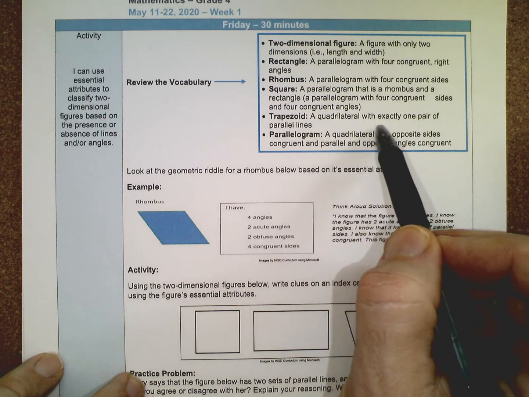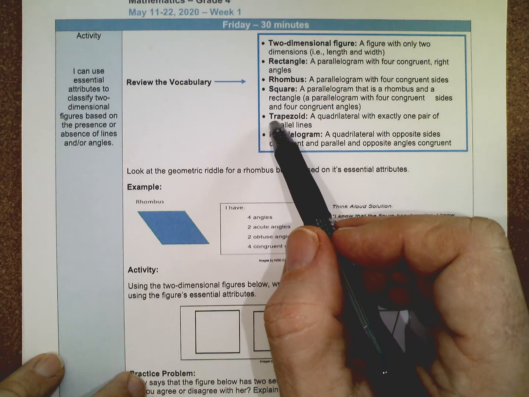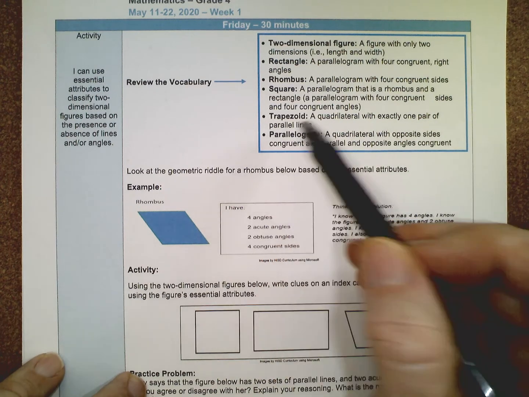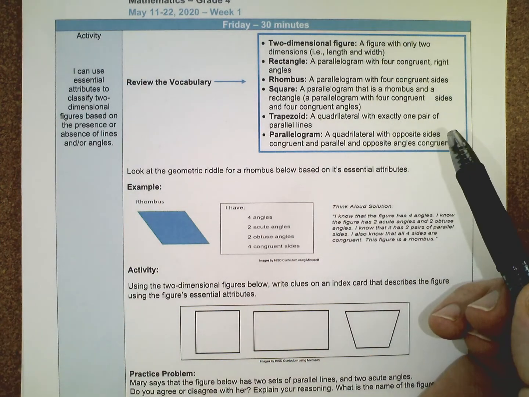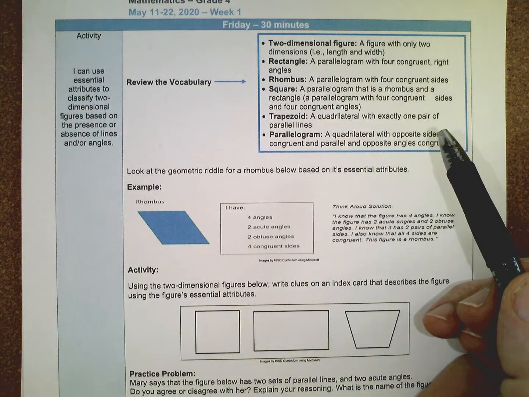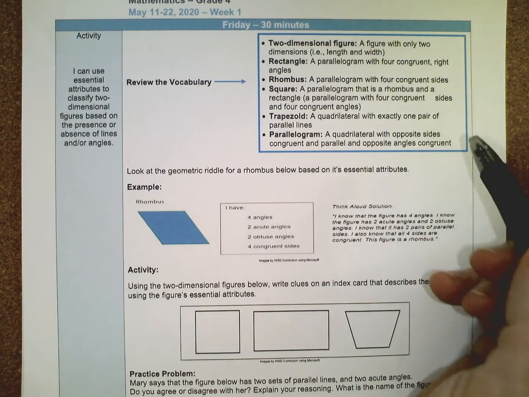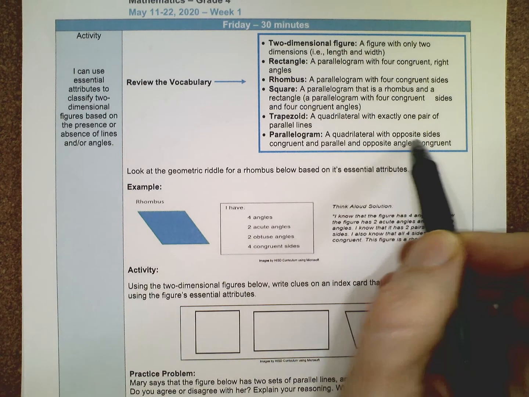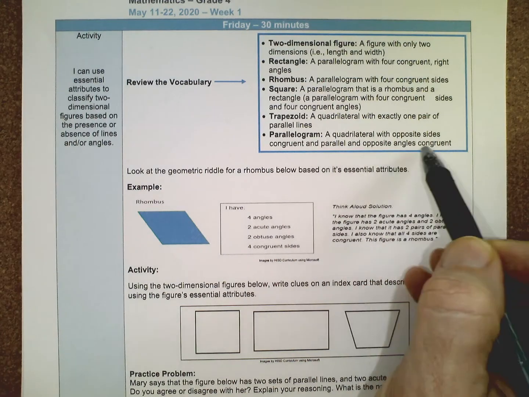Trapezoid, a quadrilateral with exactly one pair of parallel sides. Trapecio, un cuadrilátero con exactamente un par de líneas paralelas. Parallelogram, a quadrilateral with the opposite sides congruent and parallel and opposite angles congruent. Paralelogramo, un cuadrilátero con lados opuestos congruentes y paralelos y ángulos opuestos congruentes.